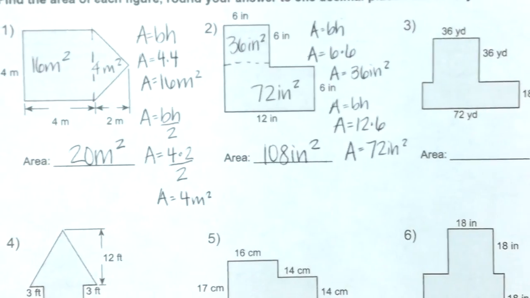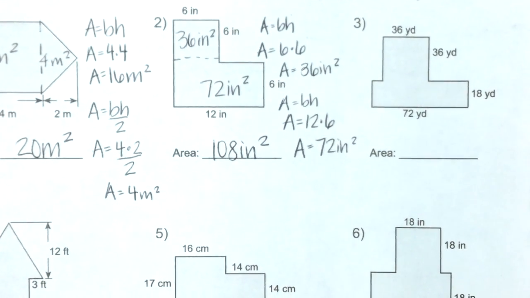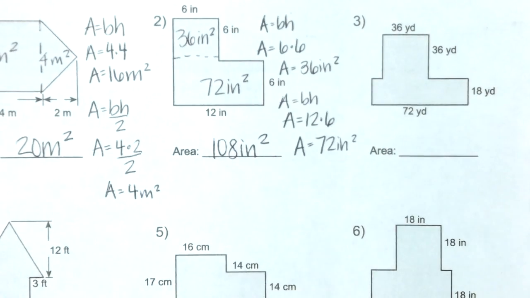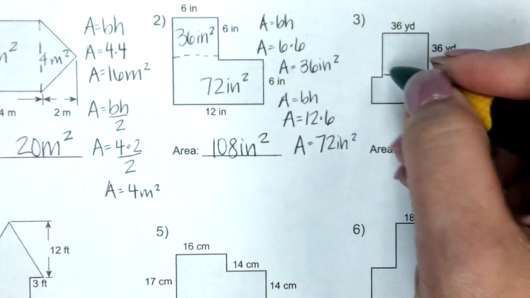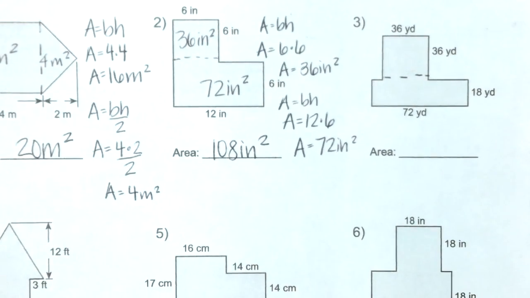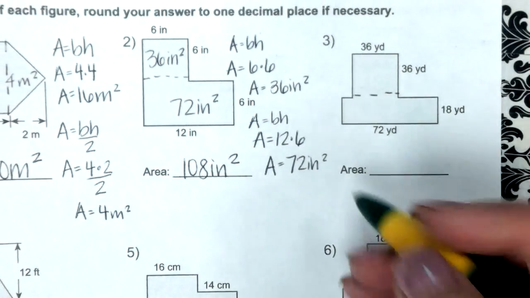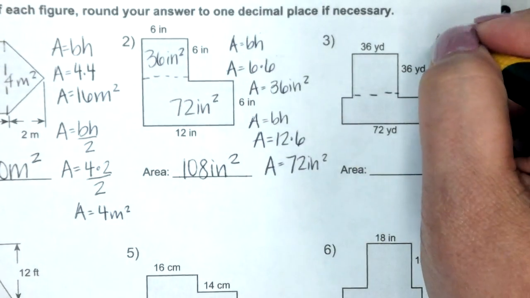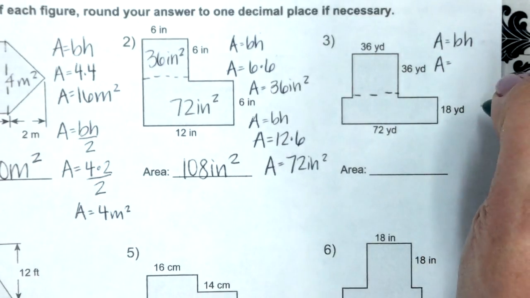We're still going to do a couple more together. Okay, looking at number 3. What do you think the easiest place to split it is going to be? Straight across, right here. Otherwise, if I split it anywhere, I'm going to have multiple shapes. I'm going to have more than 2. And I really don't want to have more than 2. I want to make it as easy on myself as possible. Okay, looking up top, this square, base times height. So what am I multiplying?